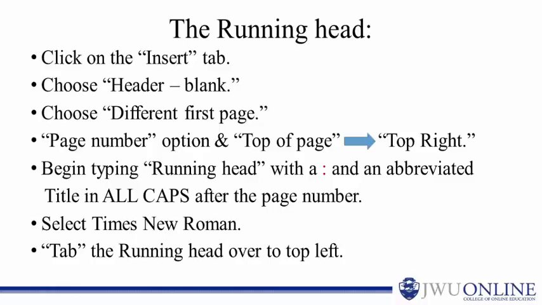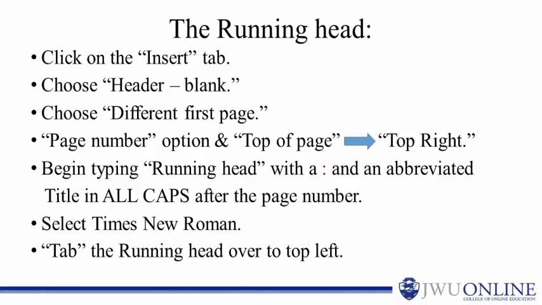Both the running head and page number are created in the header section of your paper as follows. Note that this is for Microsoft Word. Number 1, click on the Insert tab. Number 2, choose Header, blank. Number 3, choose the Different First Page option. Number 4, locate the page number option and select Top of Page followed by Top Right. The number will appear.